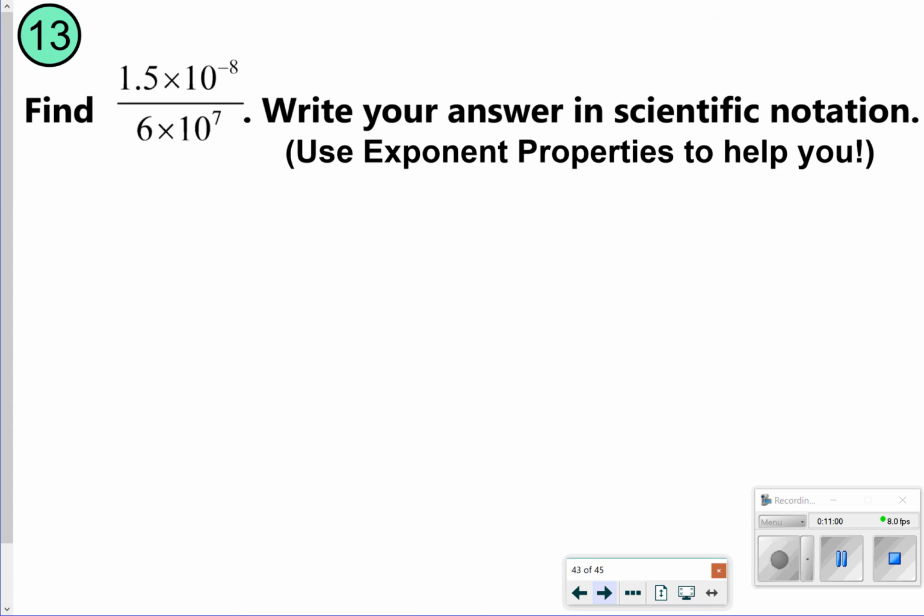The last one, number 13, is a division problem. It says write your answer in scientific notation. Use the exponent properties to help you. So again, keep in mind your negative exponent rules. I maybe would deal with that first and then get going with your problem. So let's go ahead and pause for 13, try it, and then once you're done, click play.